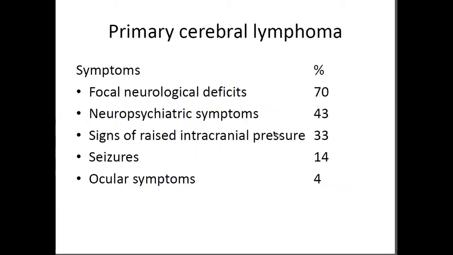Let's switch gears and talk about primary cerebral lymphoma, because it is usually a huge lesion, mostly a single lesion, but it can be multiple. Compared with toxo, which has multiple lesions, primary cerebral lymphoma is typically a single lesion. The lesion can be huge, up to 4 or 5 centimeters. The patient can present with focal neurological deficits about 70% of the time. They can present with neuropsychiatric symptoms, signs of increased ICP, seizure, or ocular symptoms.